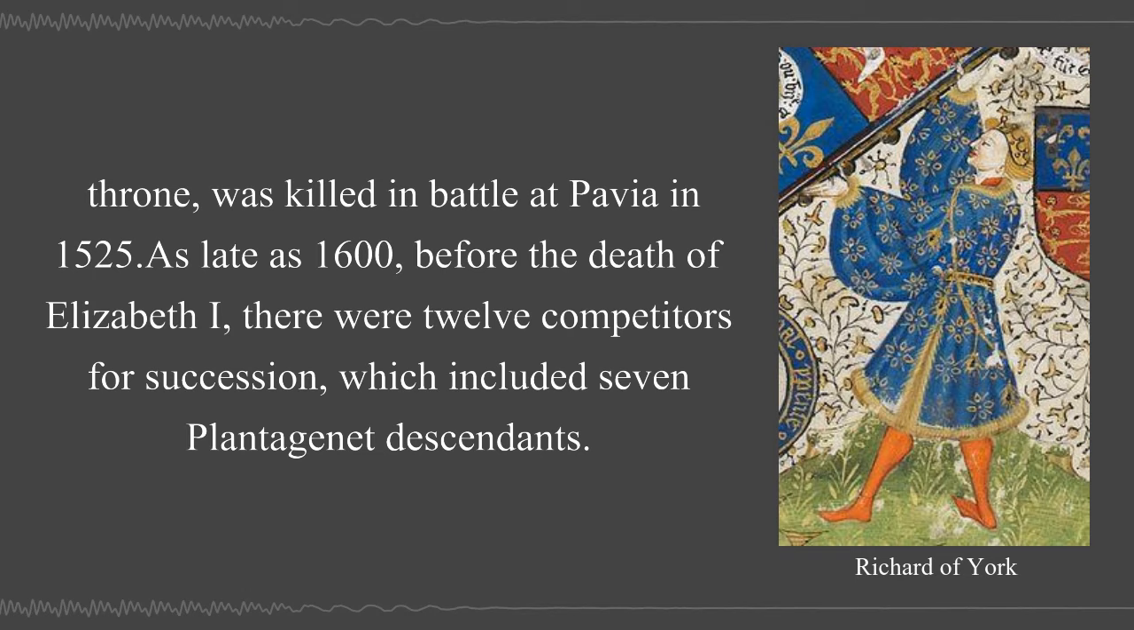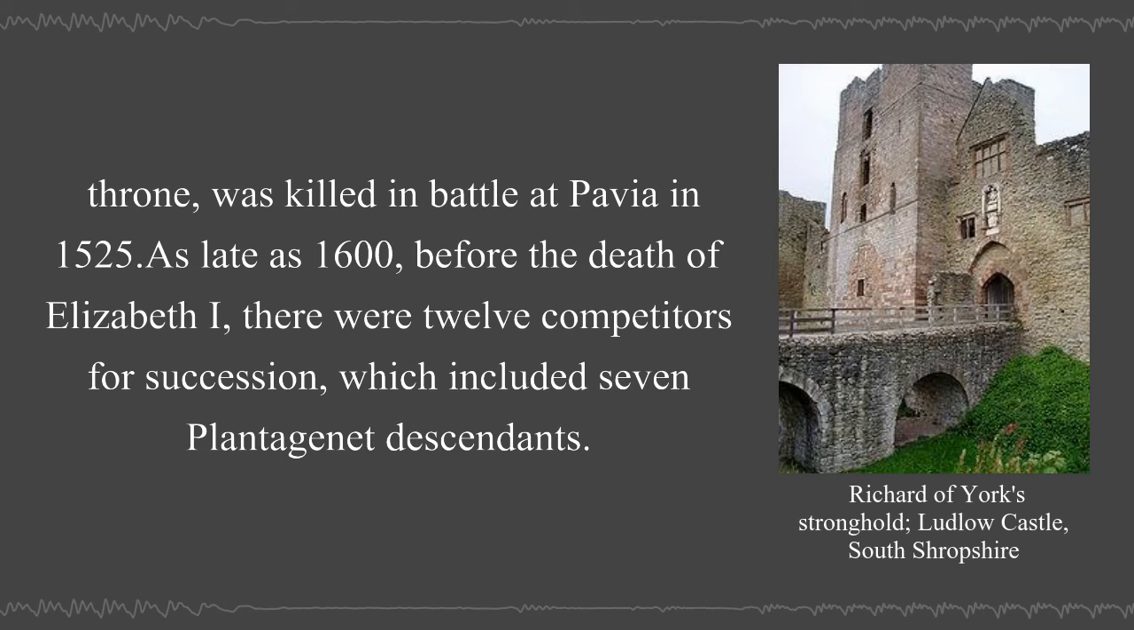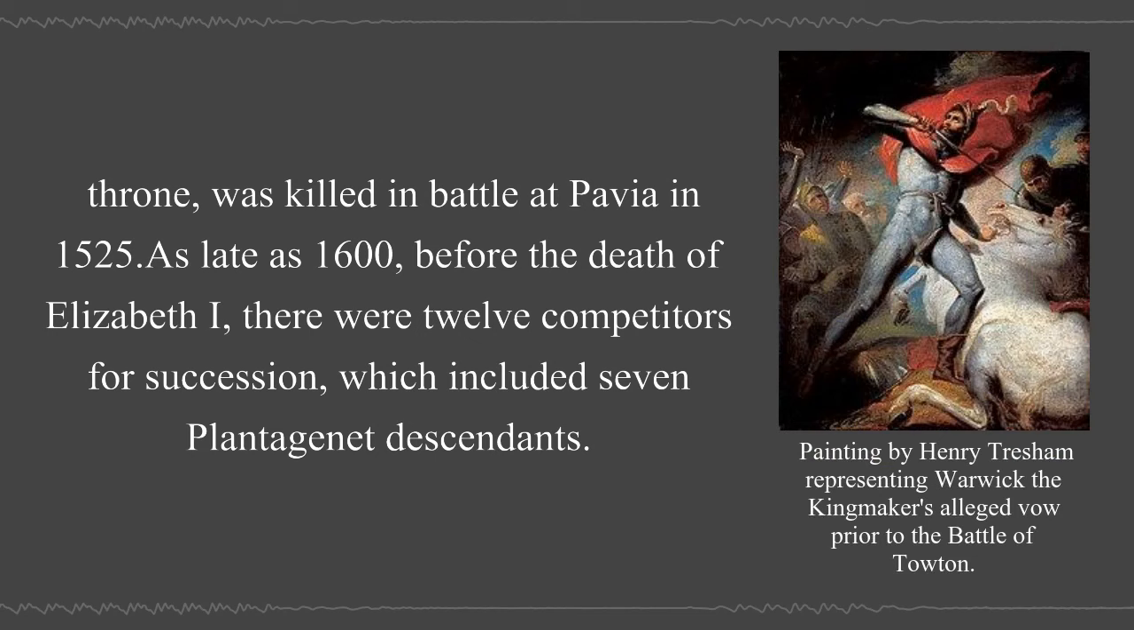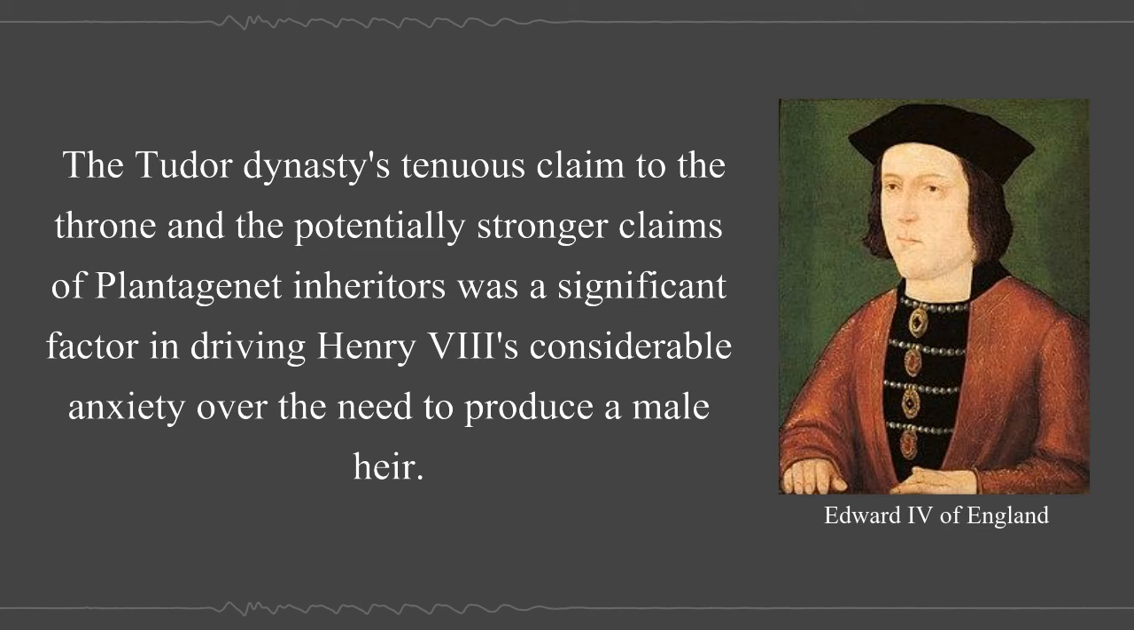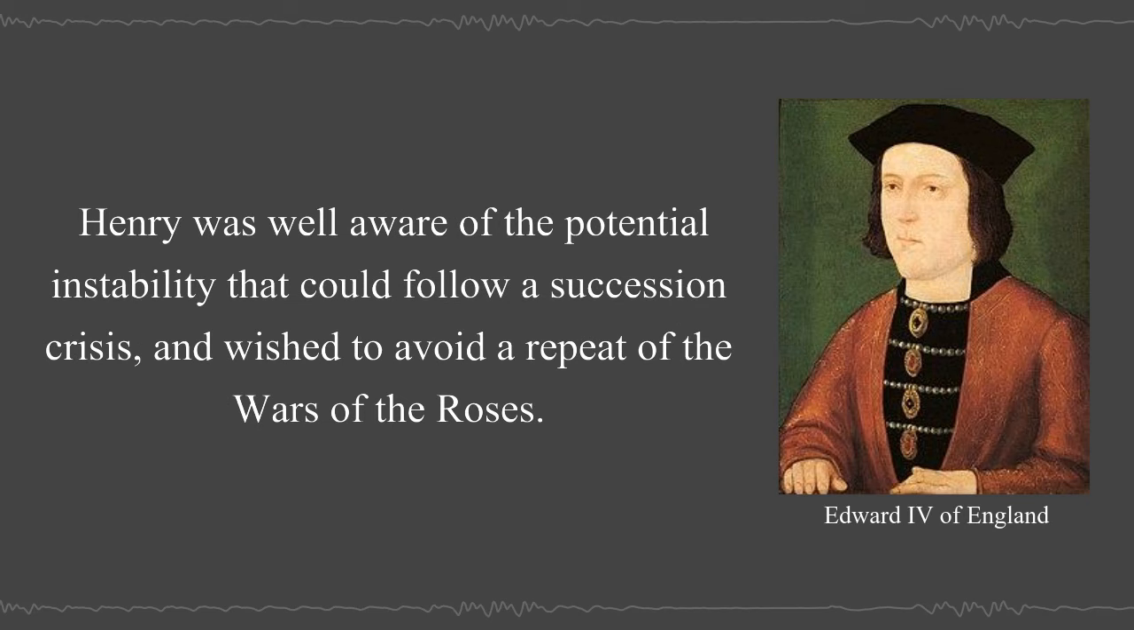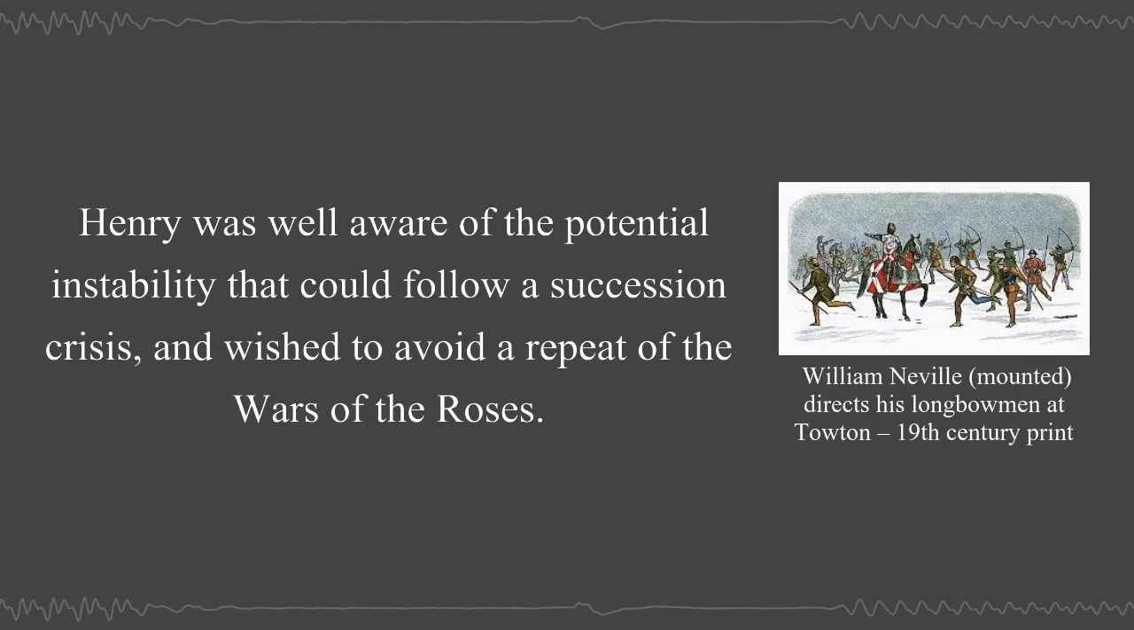As late as 1600, before the death of Elizabeth I, there were 12 competitors for succession, which included 7 Plantagenet descendants. The Tudor dynasty's tenuous claim to the throne and the potentially stronger claims of Plantagenet inheritors was a significant factor in driving Henry VIII's considerable anxiety over the need to produce a male heir. Henry was well aware of the potential instability that could follow a succession crisis and wished to avoid a repeat of the Wars of the Roses.